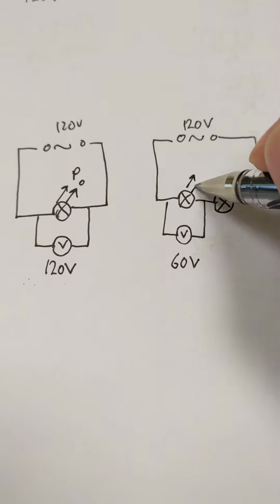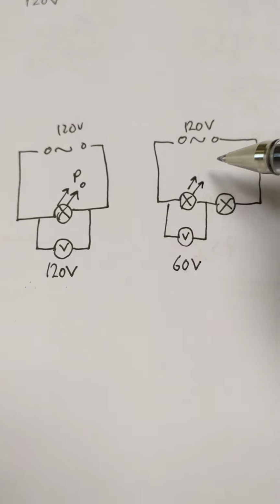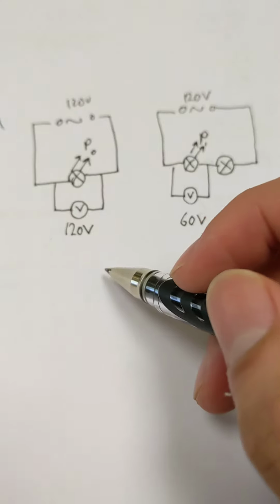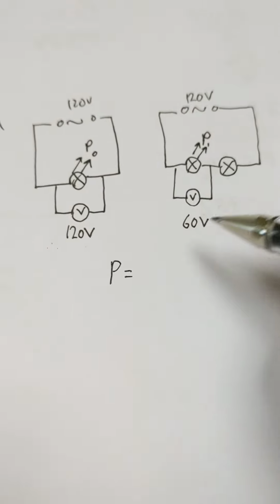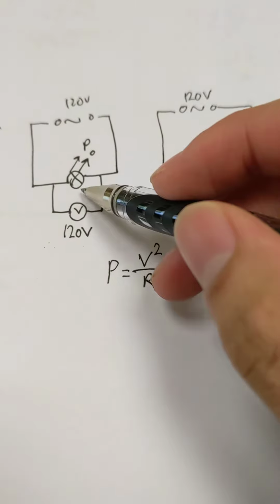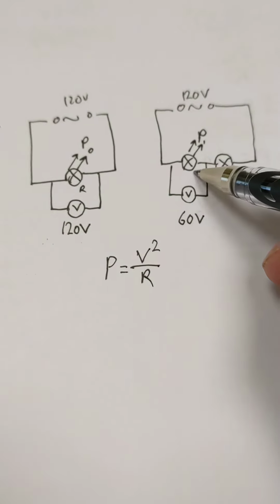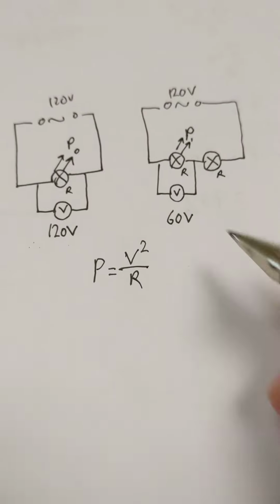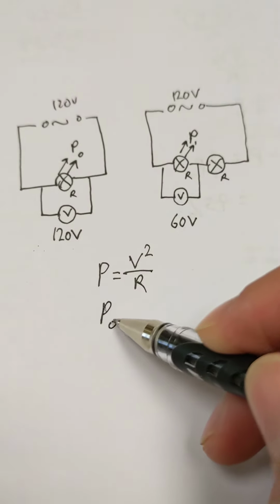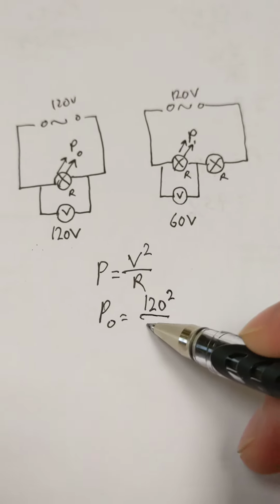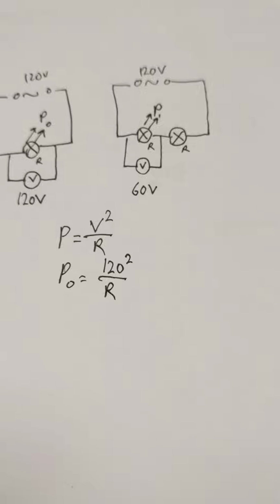The question asks, by how much would the power change from its original? We can call this P1. Okay? So we know a few formulas for power. In this case, we're going to use P equals V squared over R. I'm going to say that each of these bulbs have a resistance of R. So to calculate P0 is 120 squared over R. It's fine to leave it in R.